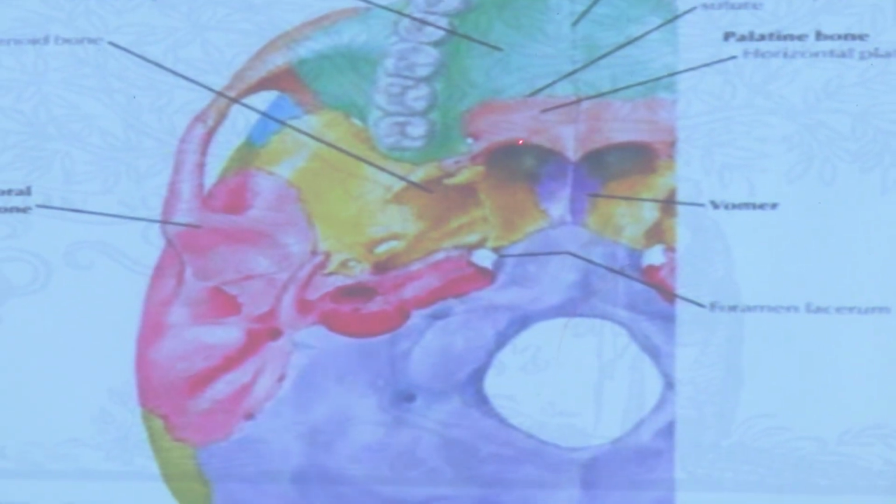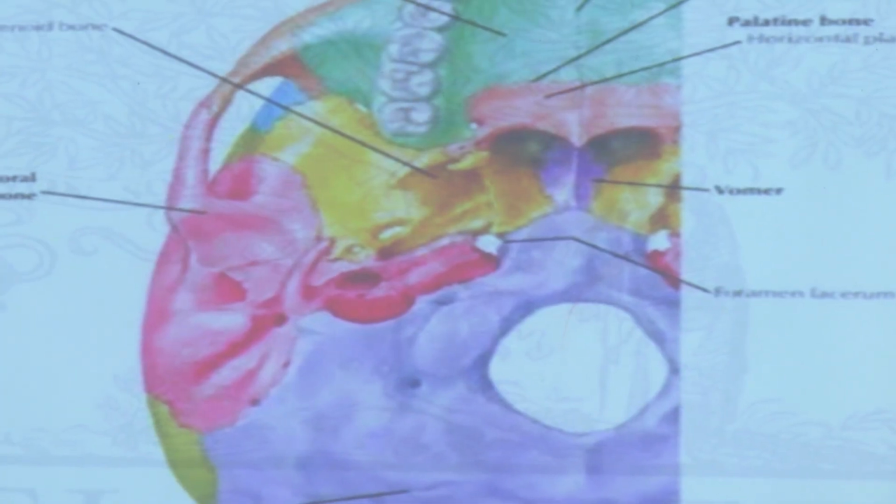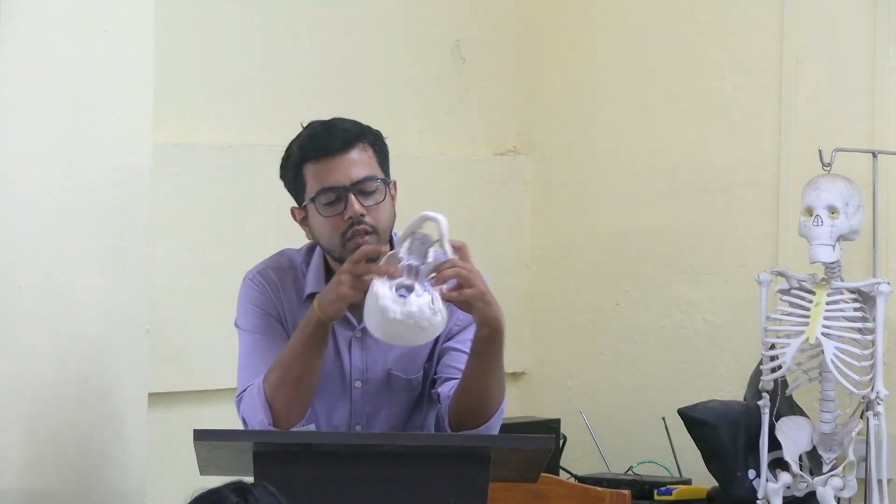Now this whole yellow thing is the sphenoid bone. In the midline we see these two, this one and this one. One is the medial pterygoid plate, one is the lateral pterygoid plate. This is a part of the sphenoid bone only. It is originating from the pterygoid process.